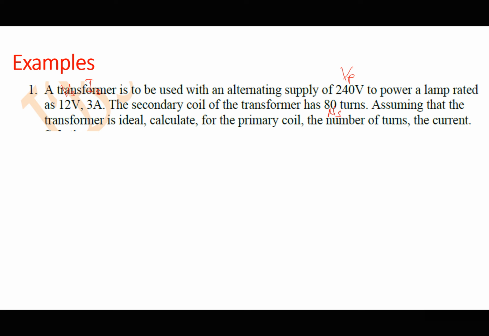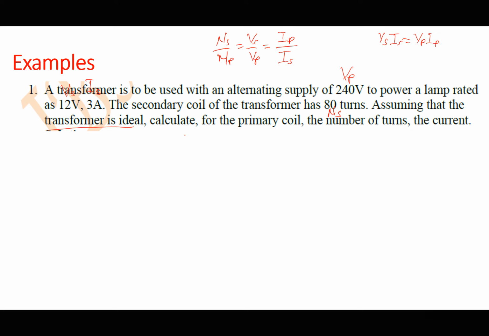Assume that the transformer is ideal. This means the efficiency is 100%, so the input power is the same as the output power. Therefore, the equation Ns over Np equals Vs over Vp, which is equal to Ip over Is. This is where students make a mistake: the currents are in reciprocals. You can always remember that by saying Vs times Is equals Vp times Ip. When you divide the equations, you notice that Vs over Vp is Ip over Is.